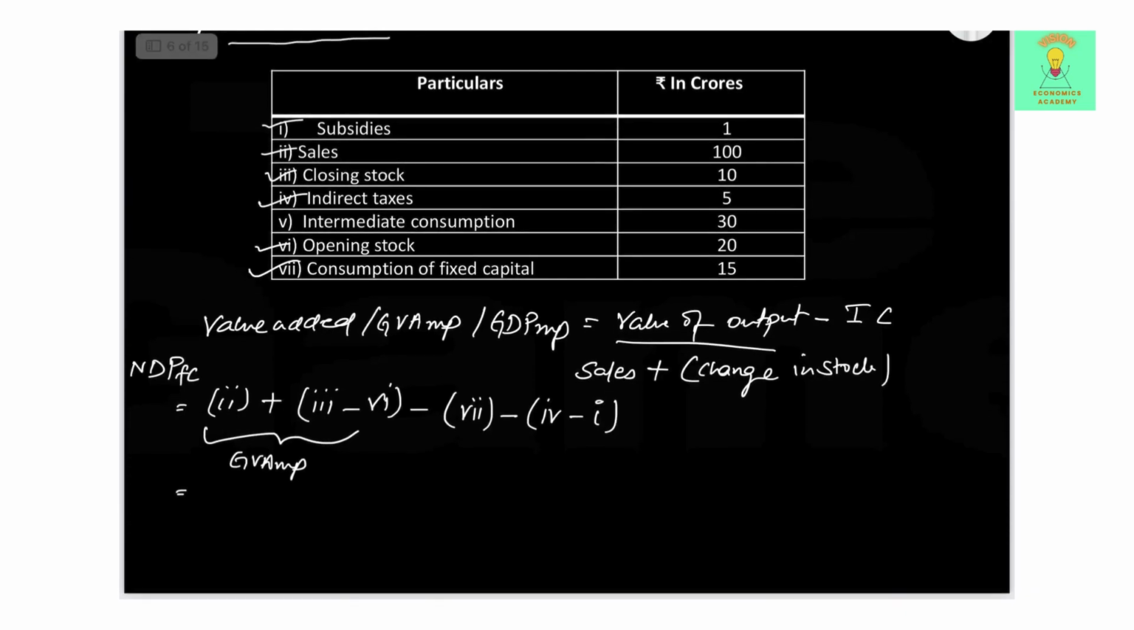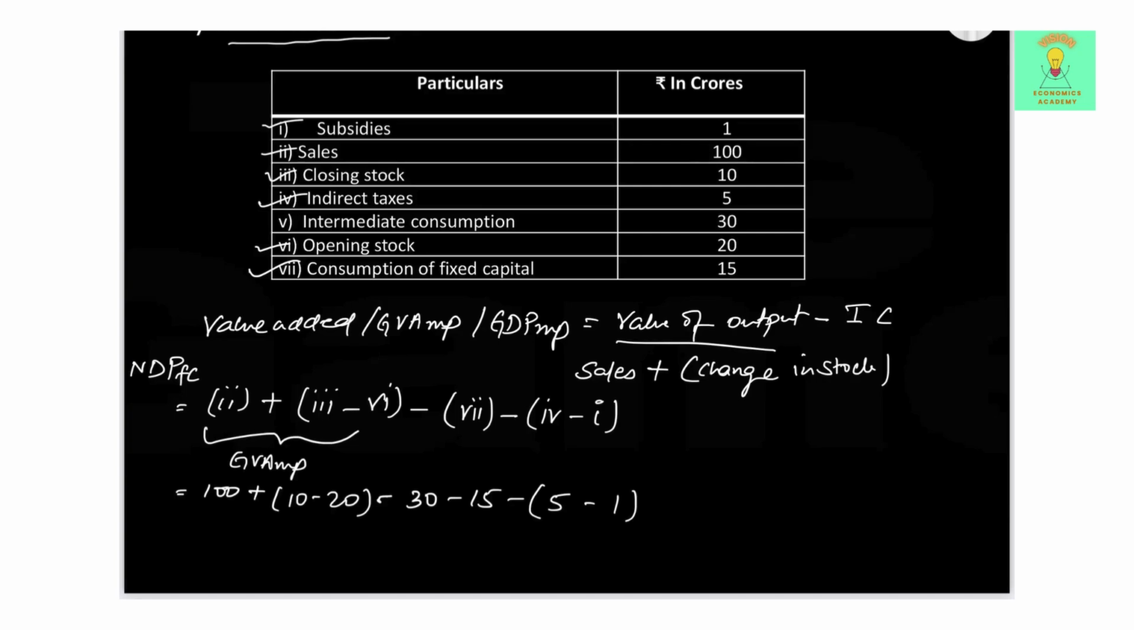Let us put the value. 100 plus 10 minus 20 minus 30 minus 15 minus 5 minus 1. So we have put the value of each. Sales is 100, then closing stock minus opening stock, that is 10 minus 20, minus intermediate consumption, that is 30, minus depreciation, that is 15, minus net indirect taxes, that is indirect tax, that is 5, minus subsidy, that is 1.